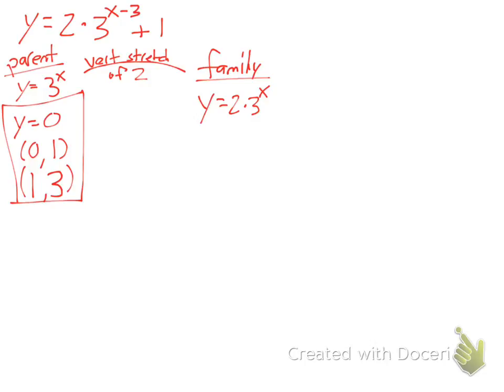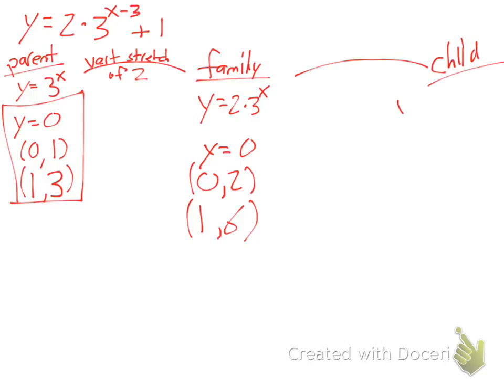And when I do that, I have to just take 2 and multiply it to all of the y's. Well, y equals 0. That's still y equals 0 because 0 times 2 is 0. 0, 1 becomes 0, 2. 1, 3 becomes 1, 3 times 2, which is 6. So remember, we're multiplying all of these y values by 2. We then can move on to the child.